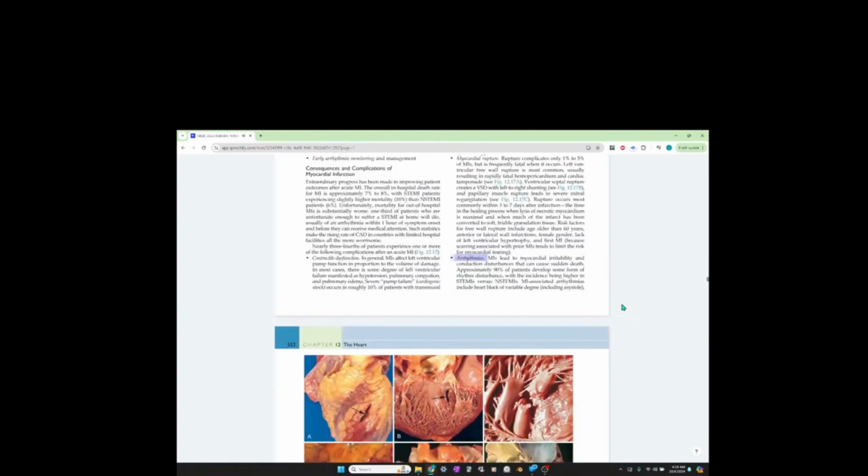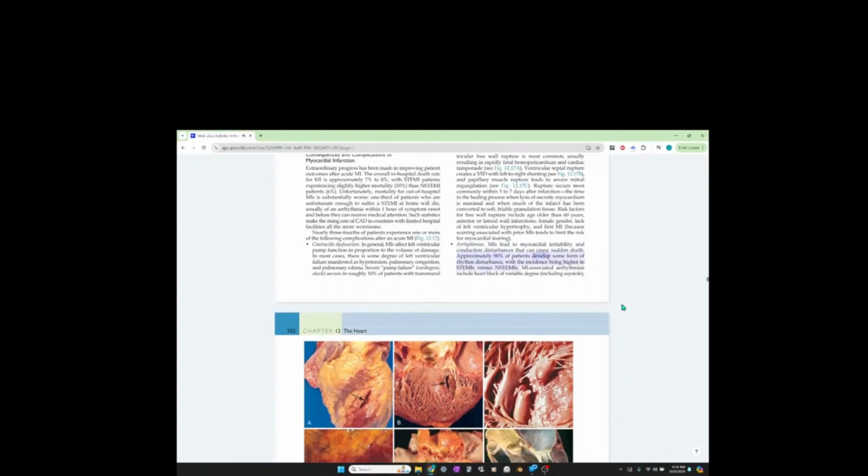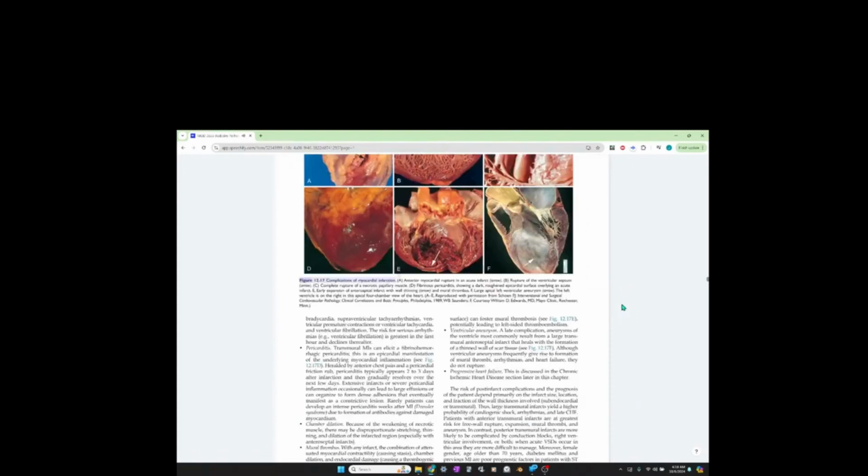Arrhythmias. MIs lead to myocardial irritability and conduction disturbances that can cause sudden death. Approximately 90% of patients develop some form of rhythm disturbance, with the incidence being higher in STEMI versus NSTEMI. MI-associated arrhythmias include heart block of variable degree, bradycardia, supraventricular tachyarrhythmias, ventricular premature contractions or ventricular tachycardia, and ventricular fibrillation.